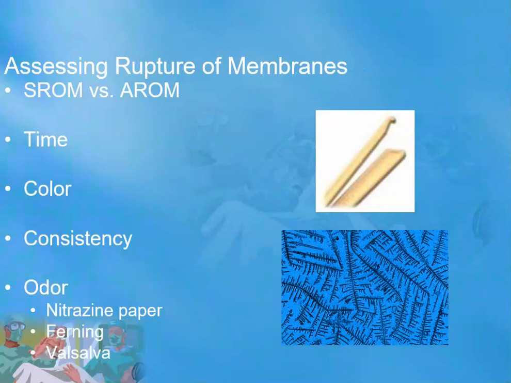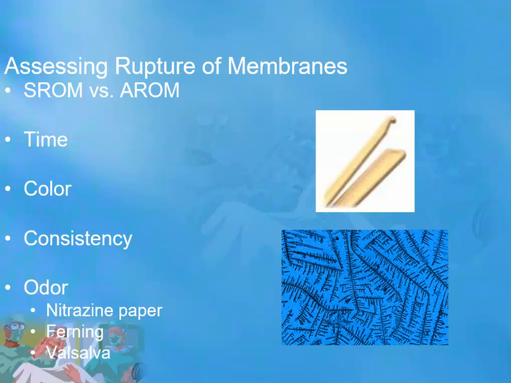So we assess rupture of membranes, spontaneous rupture of membranes or SROM versus AROM, artificial rupture of membranes. So we look at the date, the time, the color, the consistency, and if there's any odor. Say the mom ruptures today at 8 o'clock a.m. Well, she has 24 hours, till tomorrow at 8 o'clock a.m., to deliver this baby. If they go past that 24 hours, there is a higher risk for infection.